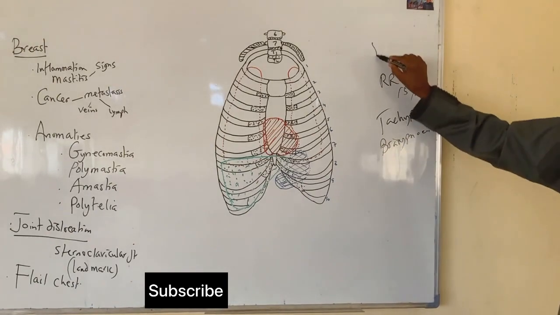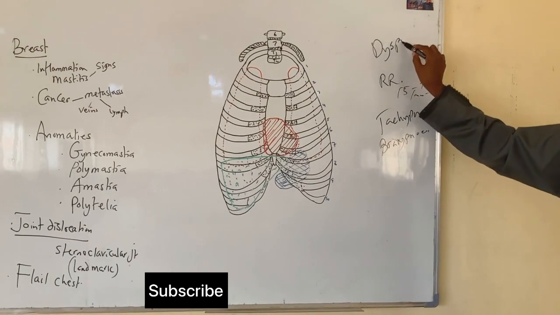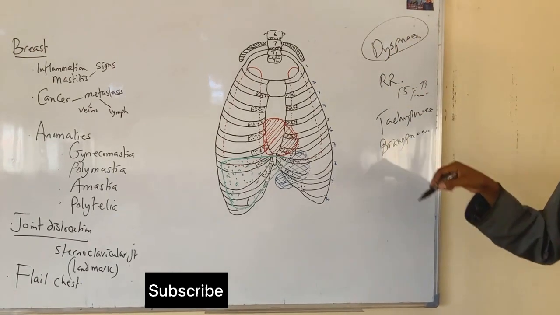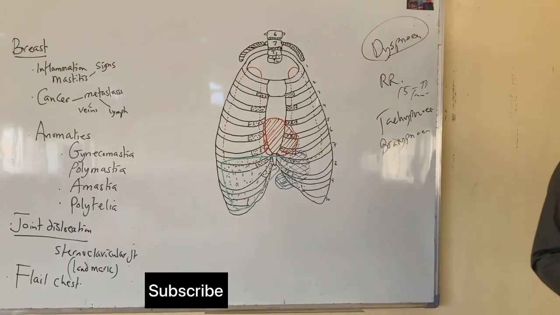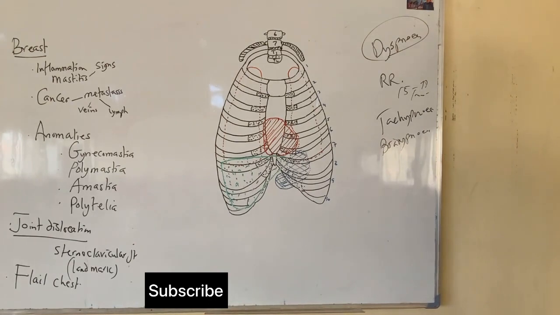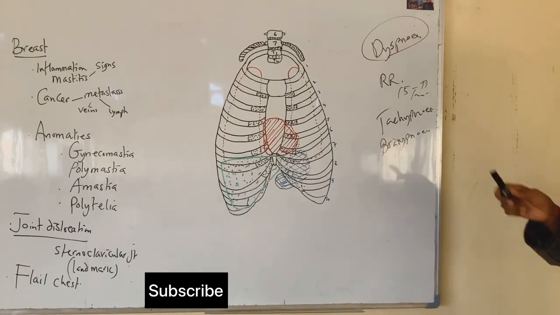That means difficulty in breathing. We call it what? Dyspnea. So the tachypnea and bradypnea, they are all known as dyspnea. The P is silent. You call it dyspnea, not dyspnea. So dyspnea is difficulty in breathing.